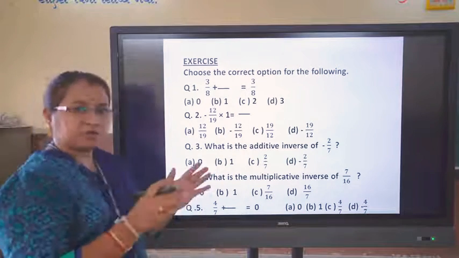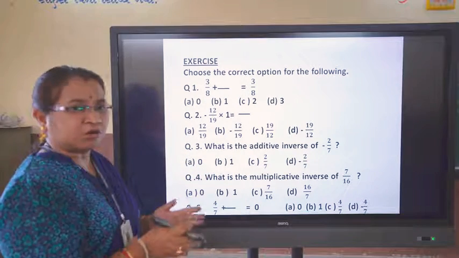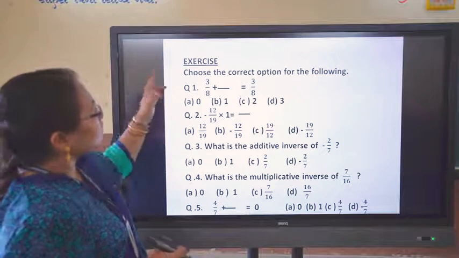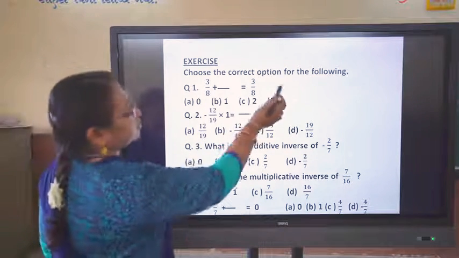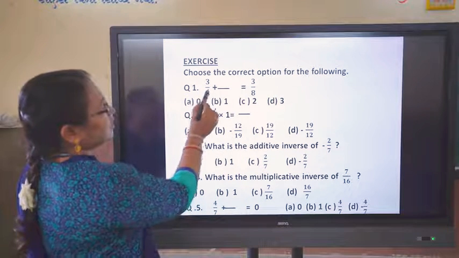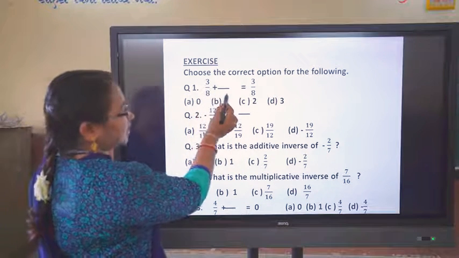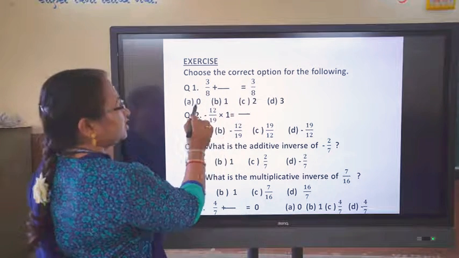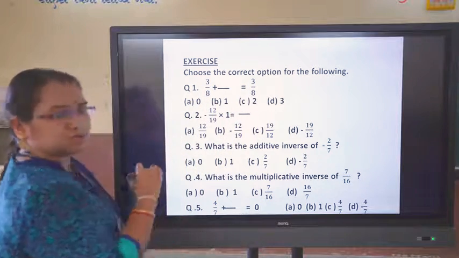So here ends today's video, the properties are over. Now here are some questions for you to solve. The first one is, choose the correct option for the following. In your question number 1, 3 upon 8 plus dash: what is to be added with 3 upon 8 so that you will get 3 upon 8? You have to find the correct answer from the options given.